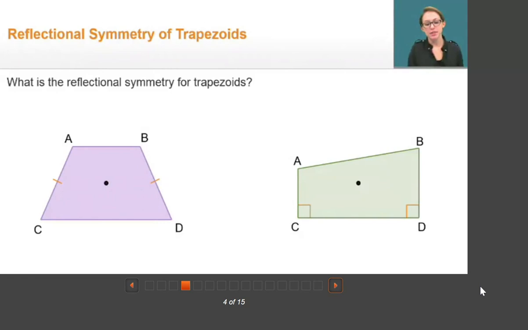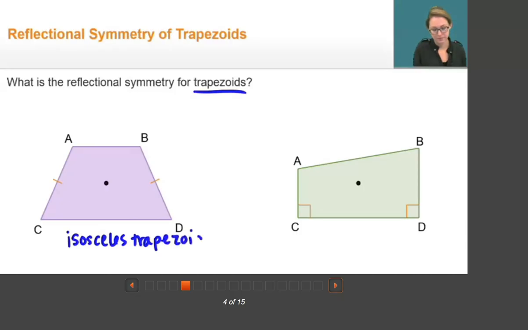What is the reflectional symmetry for trapezoids? Let's consider these two possible types of trapezoids, isosceles trapezoids and right trapezoids. The first trapezoid is isosceles. Which means one set of sides are congruent and the base angles are congruent. So let's use our criteria to try and draw lines of reflectional symmetry.